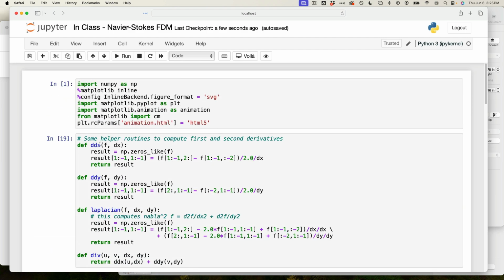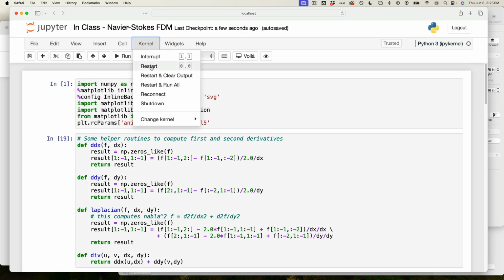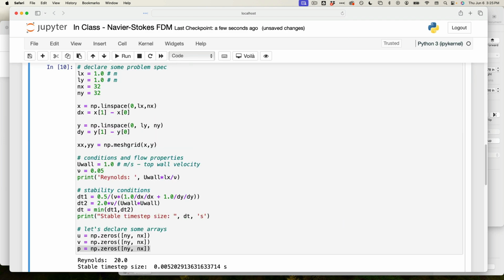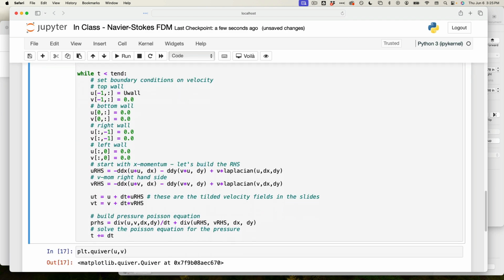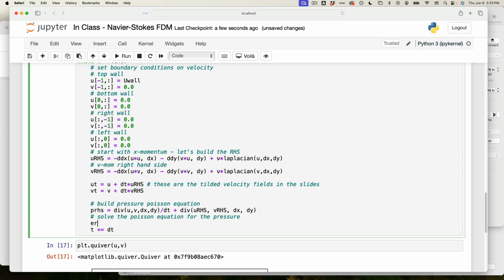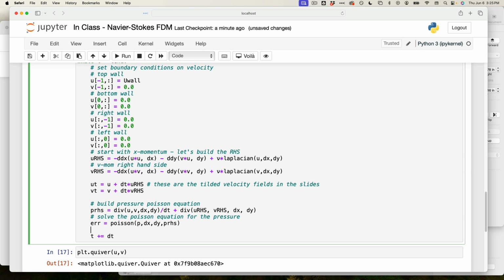Okay, so let's kill the kernel and restart this and see what happens. Now we have the P right-hand side set up. Solve the Poisson equation: error is equal to Poisson, taking P, dx, dy, and the pressure right-hand side. We're not done yet. Now we have P, so after this we have a legit pressure.